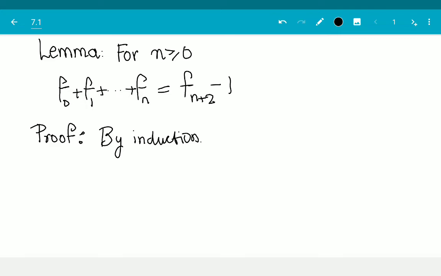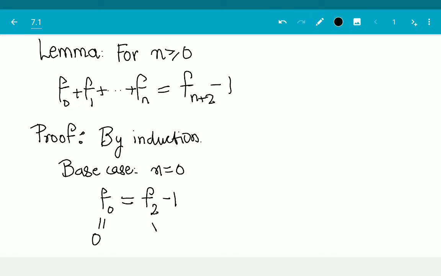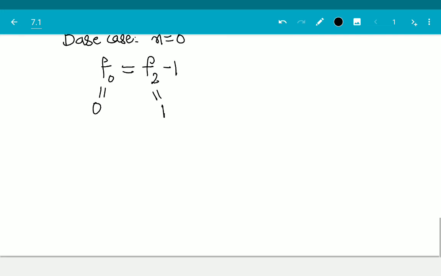Right? So first, I need to prove the base case. Base case, n is equal to 0. Well, if I take n equal to 0, I just get f of 0 is equal to f of 0 plus 2, which is f of 2, minus 1. And that is correct, because f of 0 is equal to 0, f of 2 is 1, and therefore both sides get you 0. So base case is done.